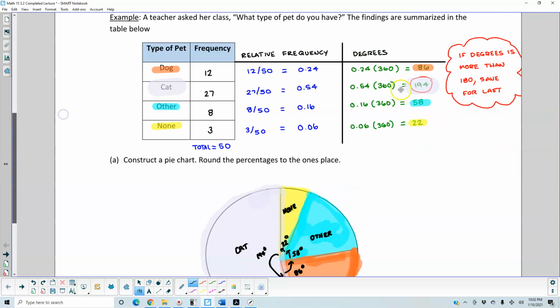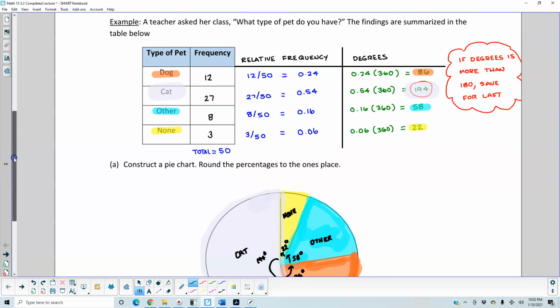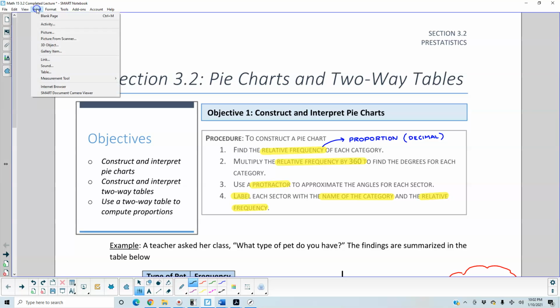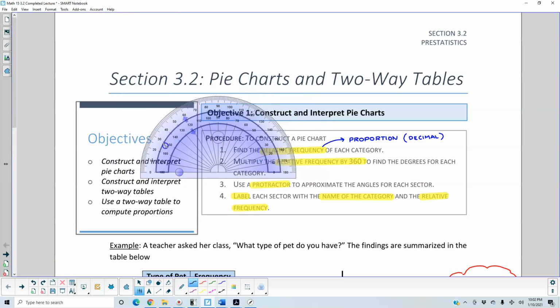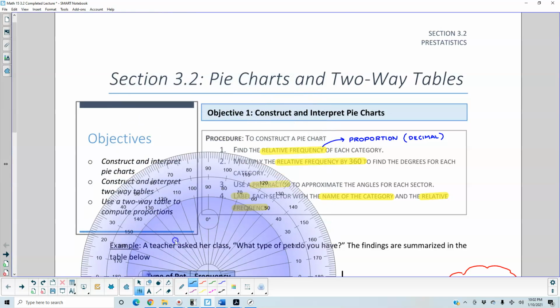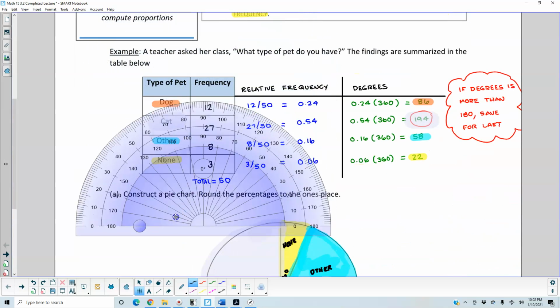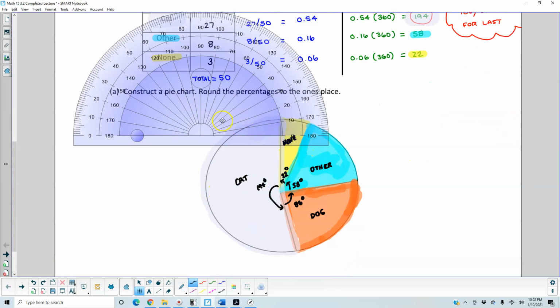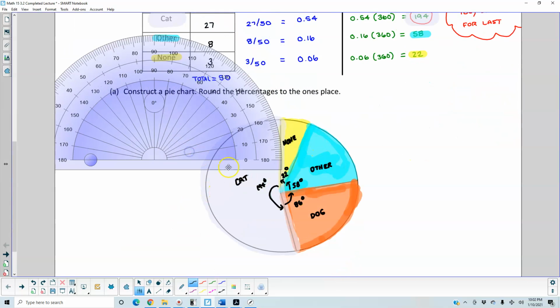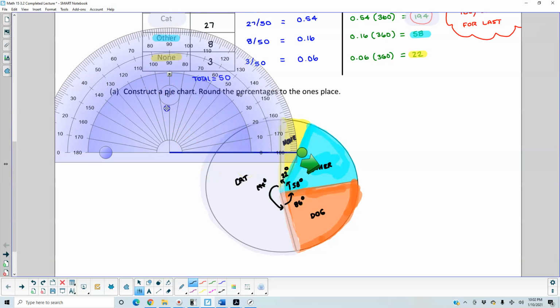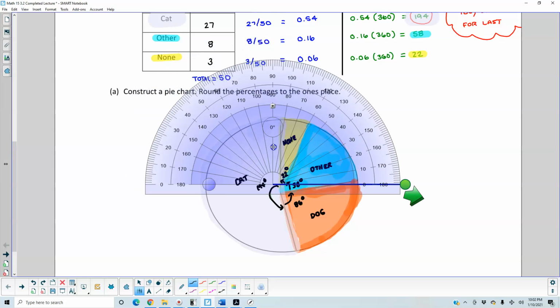So now we have this information. We want to construct a pie chart, round the percentages to the ones place, which is what we did over here. Now, just to give you sort of an example, I'm going to go ahead and insert a protractor here. I'm going to bring that down. So in this case here, I can use this to generate my angles.